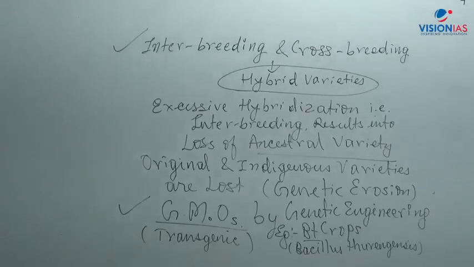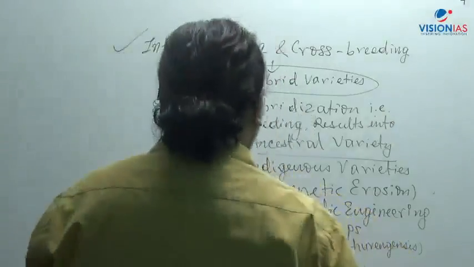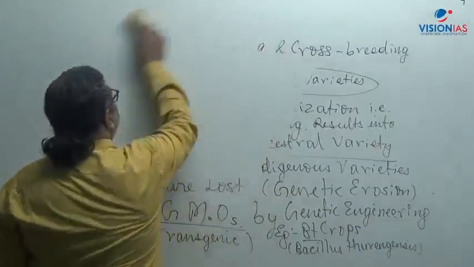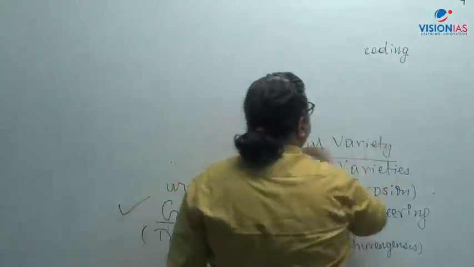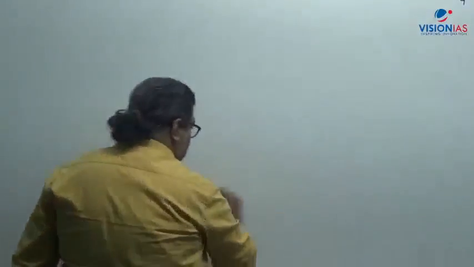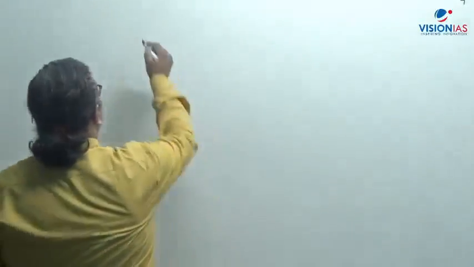So now let's come to the IUCN Red Data Book. I'll clean the whiteboard. Since we have covered the threats to biodiversity, now let's understand the IUCN Red Data Book. But before we go to the IUCN Red Data Book, let us understand IUCN, International Union for Conservation of Nature. Let's discuss the organization part.